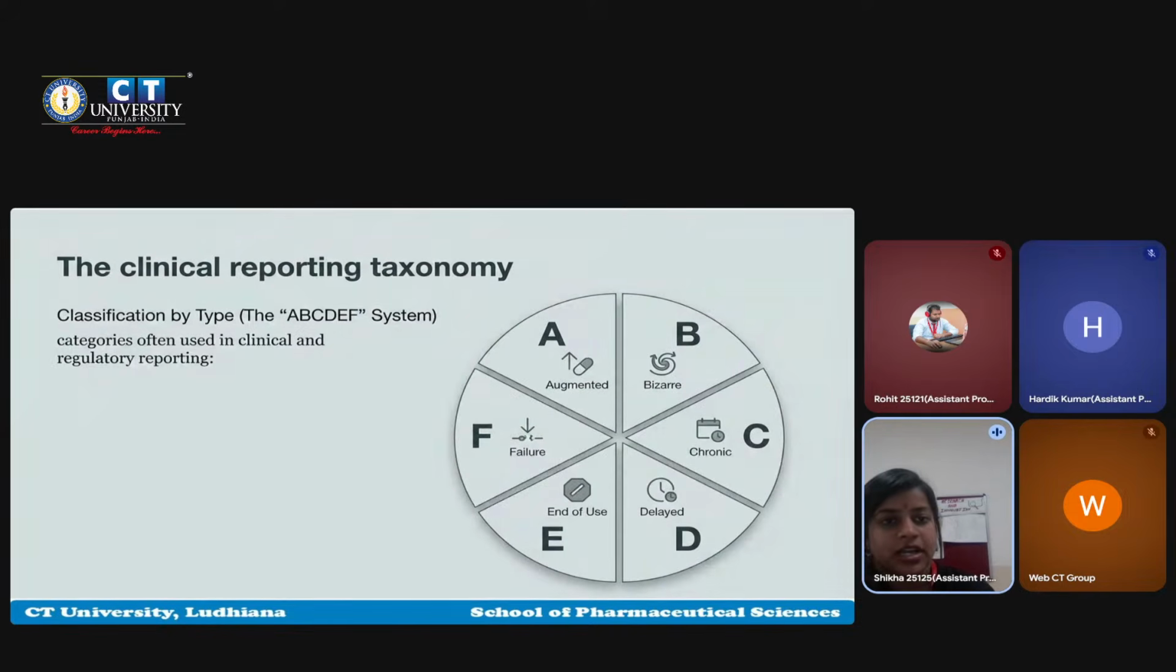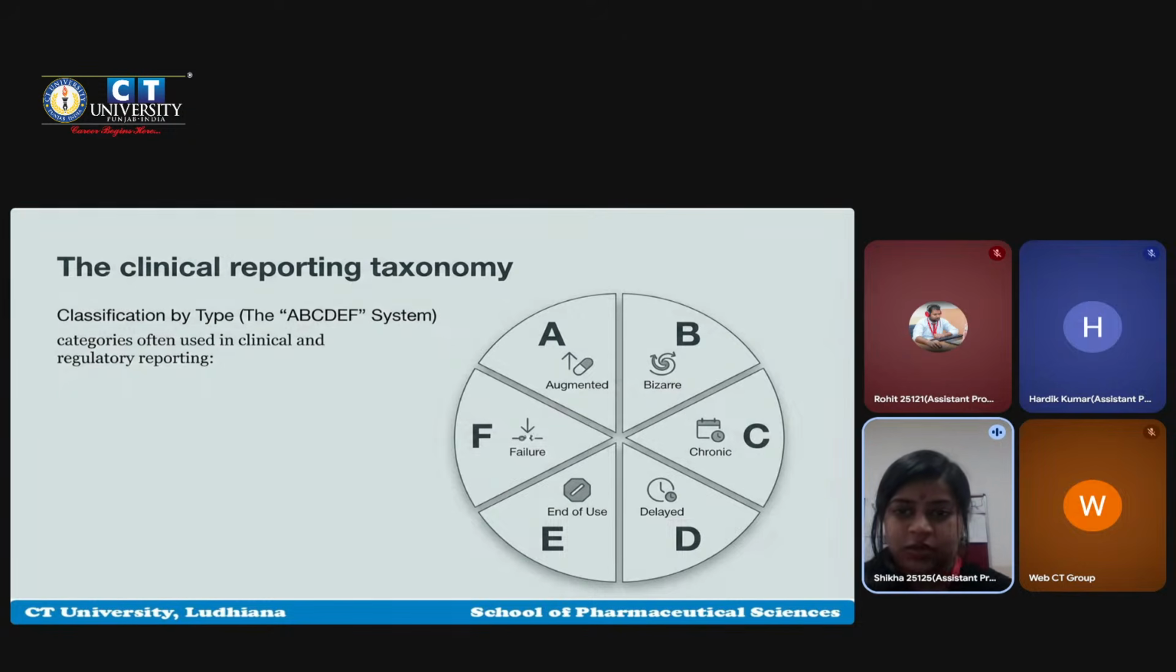So moving on to the next slide. It is the clinical reporting taxonomy. Means clinical reporting means ki how the ADRs are reported in the system. So that is classification by type. By the type of classification. So first the ABCDEF system, it is categorized, often used in the clinical regulatory reporting.